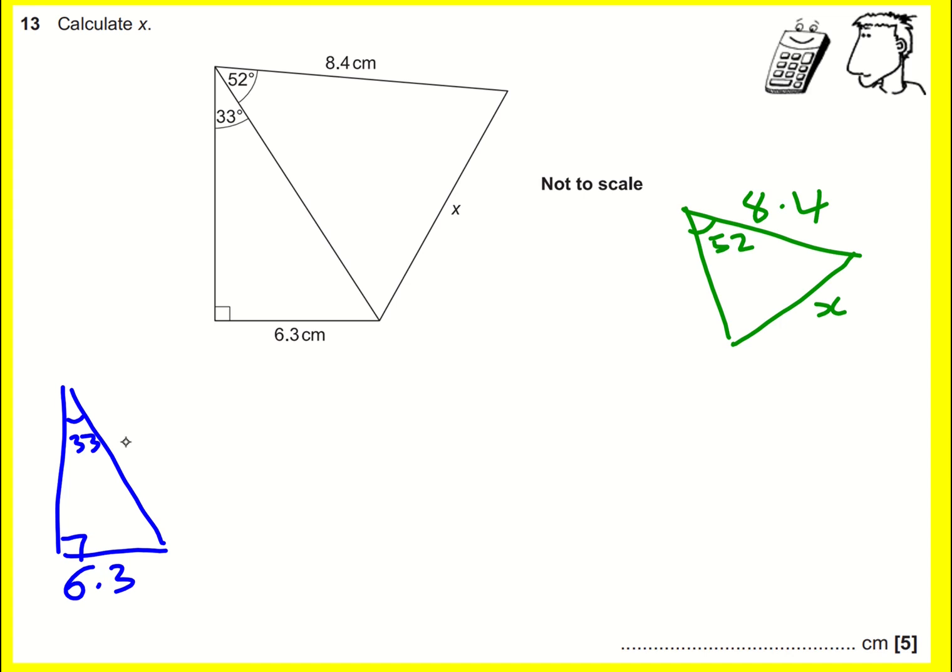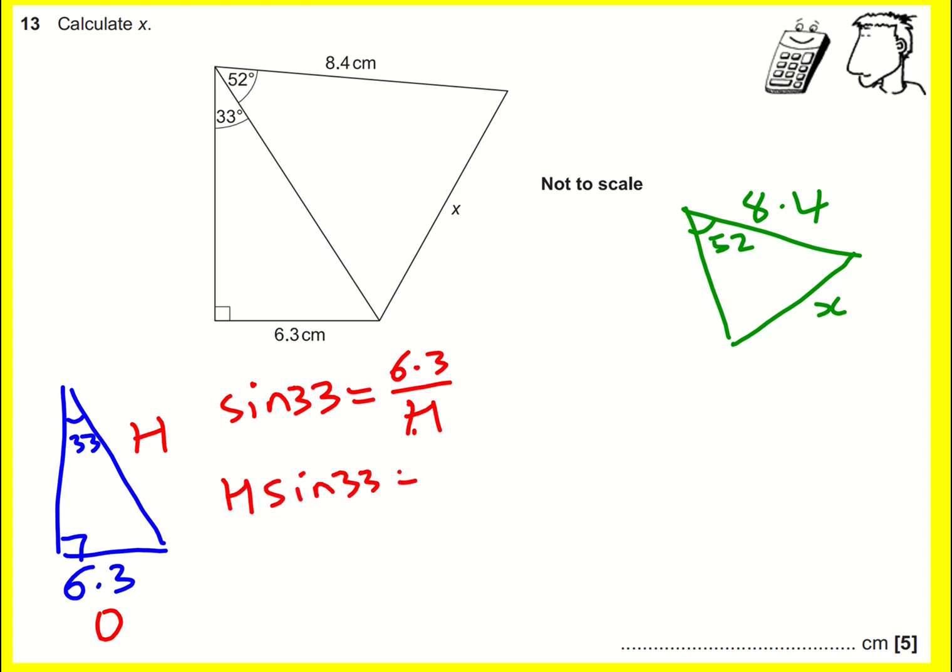I'll just call it the hypotenuse, I think. Hypotenuse, this one's the opposite. So if I write down SOHCAHTOA, I've got sine 33 equals the opposite, 6.3, divided by the hypotenuse. Just going to rearrange that. h sine 33 equals 6.3 by timesing through by h, and then h is actually going to equal 6.3 divided by sine 33, and I can figure that out.